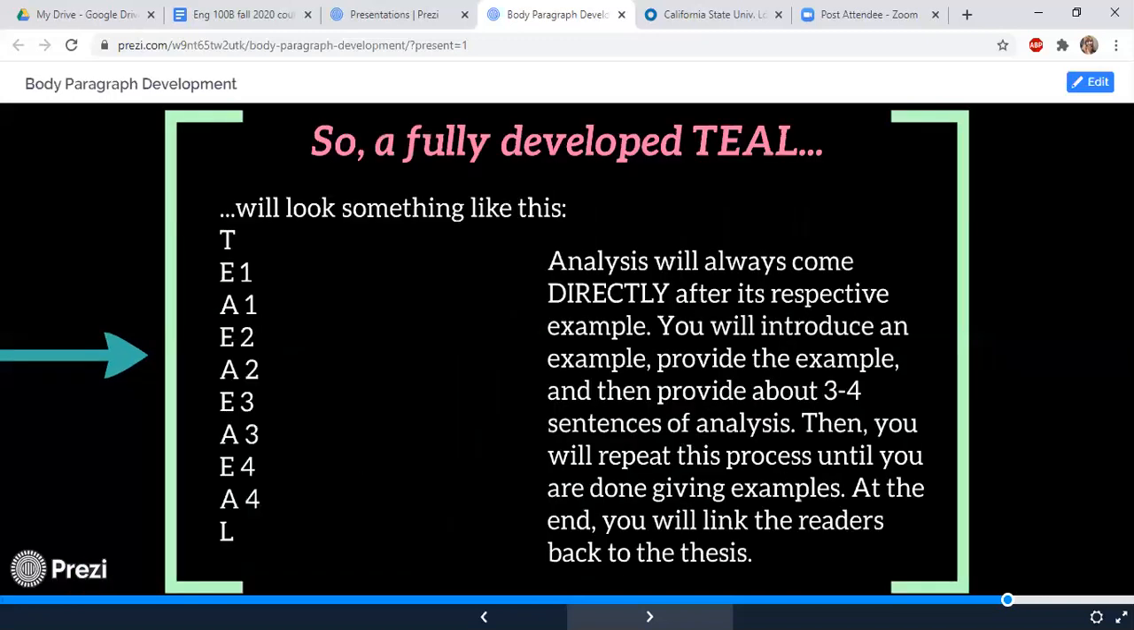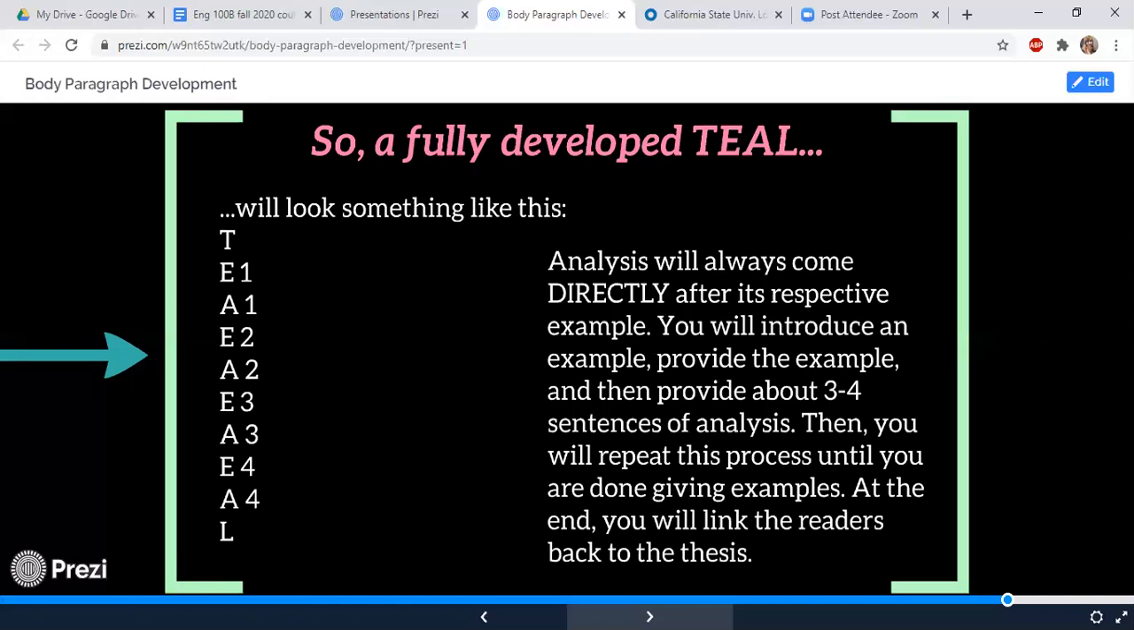Now back to this. Like I said, analysis will always come directly after its example. You'll introduce an example, provide the example, and then provide about 3 to 4 sentences of analysis. Now, this is not a rule. If you don't have exactly 3 or 4 sentences, I'm not going to mark you off or anything like that, because that's not a rule in writing.